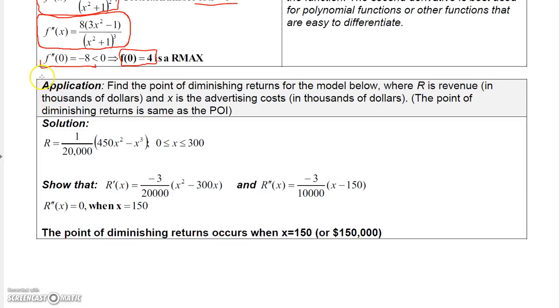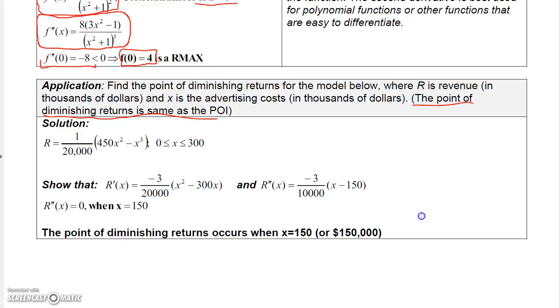Okay, so let's end this section with an application. This says find the point of diminishing returns for the model below. R is revenue in thousands of dollars, and x is the advertising costs in thousands of dollars. Now, the point of diminishing returns is actually the point of inflection. So let me explain that in just a minute.